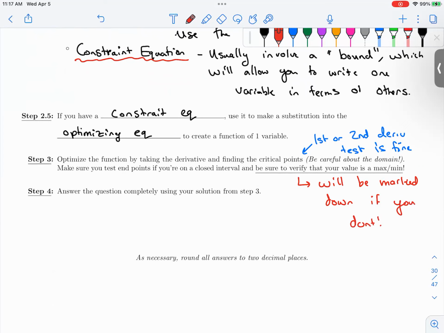Because sometimes students will only get one critical value. And they'll say, oh, well, that's got to be it. Yes, probably will be. 9 times out of 10, it will be. But if you're building a bridge, you don't want to just leave that to chance, right? That's how we get some bad infrastructure. So answer the question completely. Make sure your answer makes sense. If you can only use 9,000 feet of fence and your answer gives you 10 billion, you probably did something wrong.